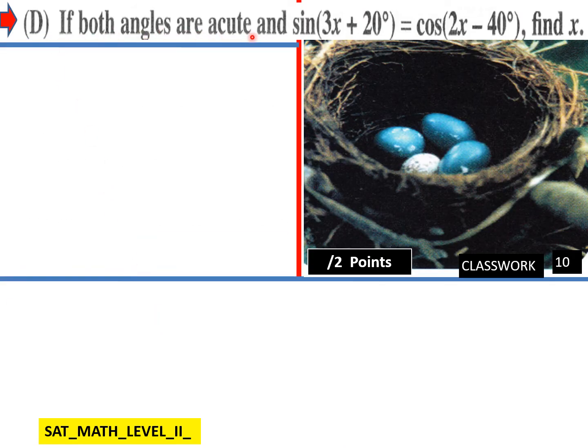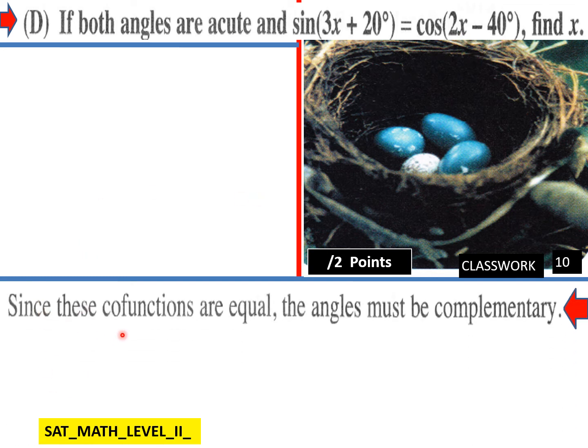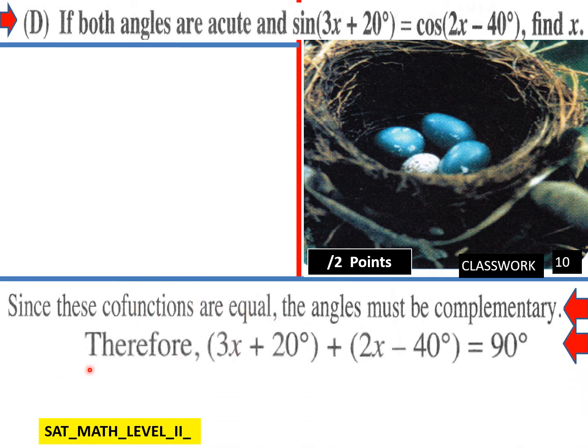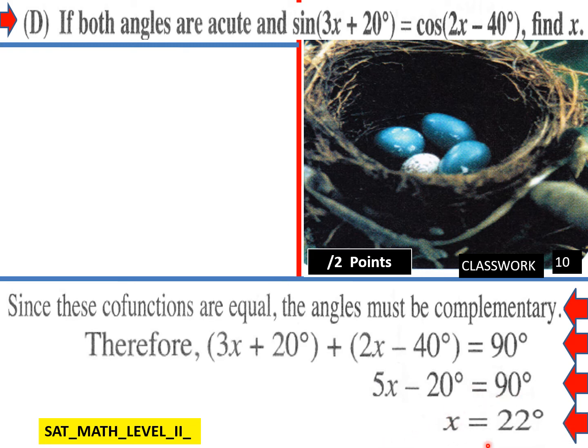If both angles are acute and sine of 3x plus 20 degrees equals cosine of 2x minus 40, find x. So for this situation, since these cofunctions are equal, the angles must be complementary. Therefore, 3x plus 20 plus 2x minus 40 would have to equal 90 degrees in this situation here. So when we combine like values here, 5x minus 20 will equal 90. So x would have to equal 22 degrees in this situation here.